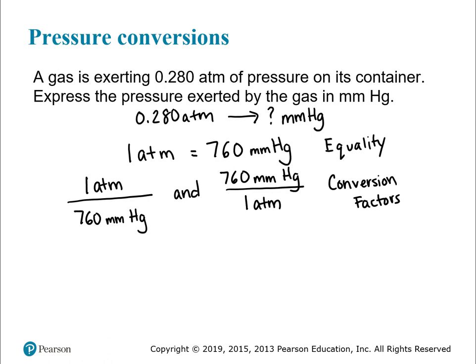Now we're ready to set up our problem. Starting with 0.280 atmospheres, we need to choose the conversion factor that will cancel out atmospheres and leave us with millimeters of mercury. That means we need the conversion factor with atmospheres in the denominator.